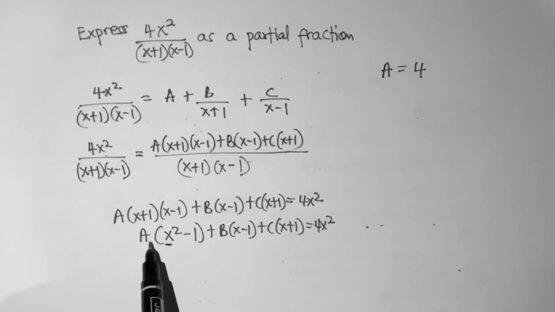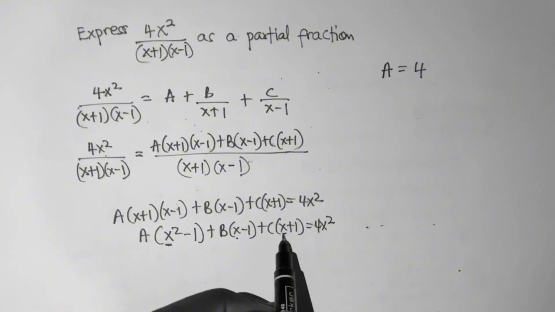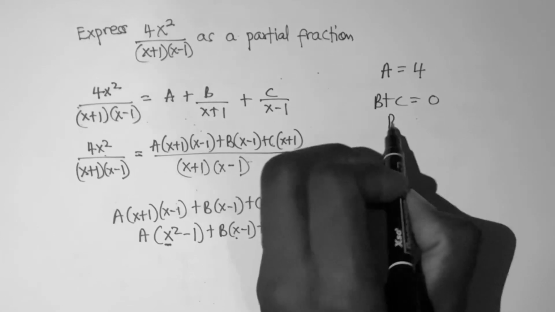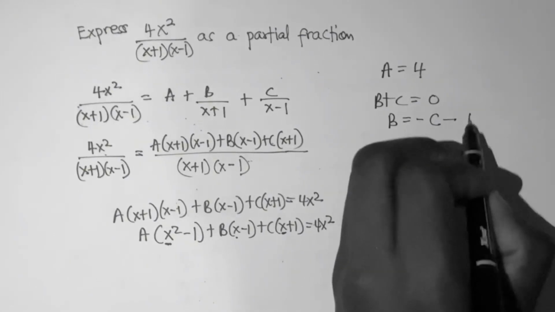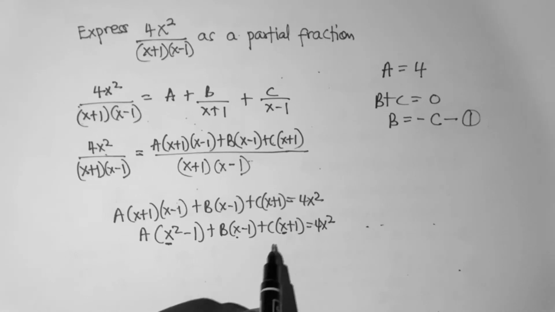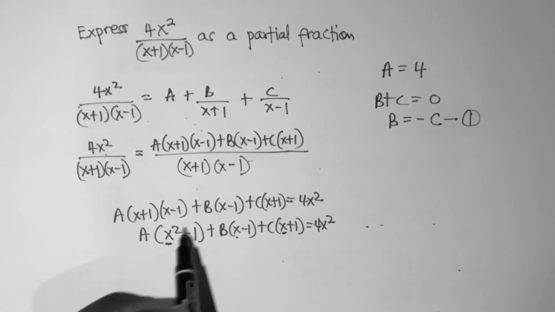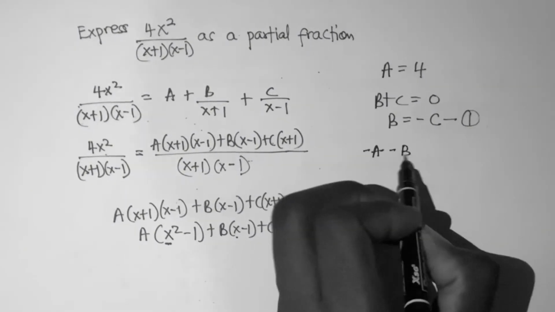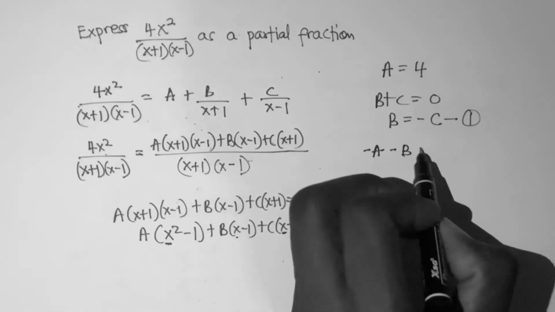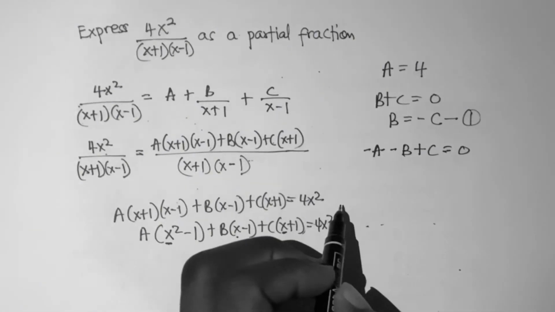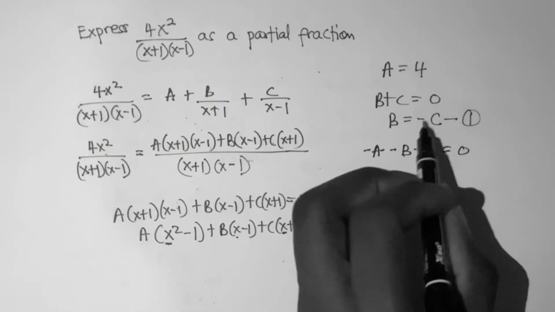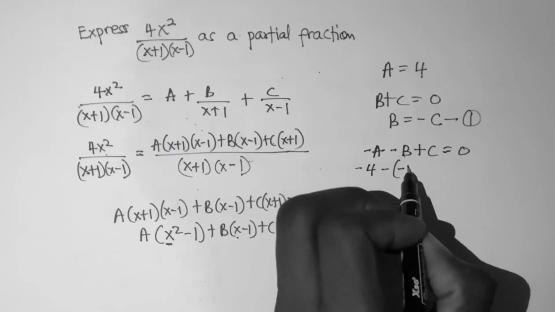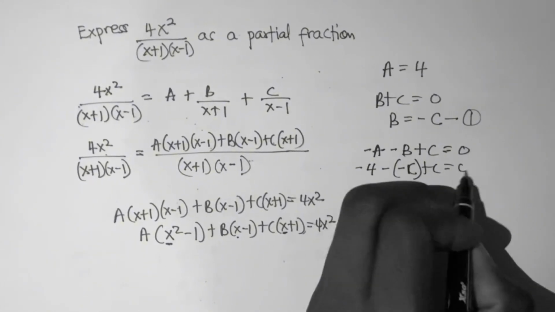Then we also have x here, and then we have x here. So B plus C is equal to 0. It implies that B is equal to minus C. So this is equation 1. Then, apart from that, we have minus 1 here. So minus A, and then we also have minus B, and then we have plus C here, is equal to 0. But we know that A is equal to 4, and then B is equal to minus C. So minus 4 minus B plus C is equal to 0.